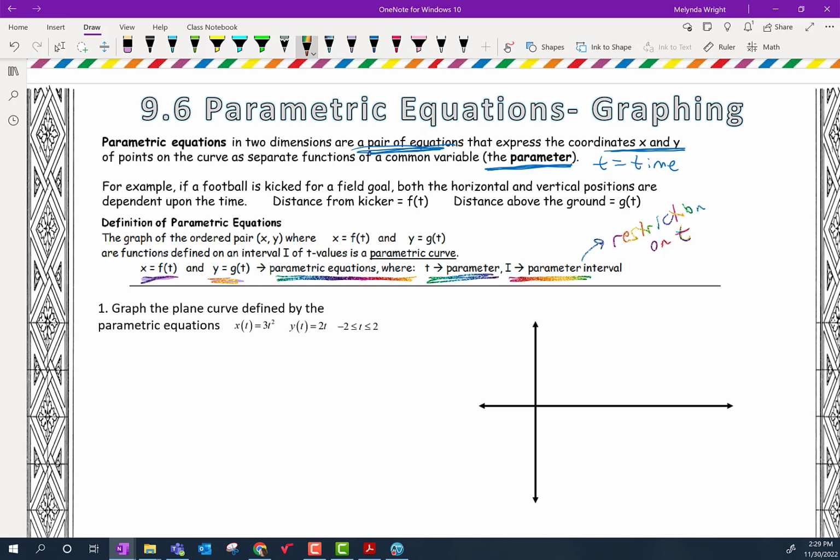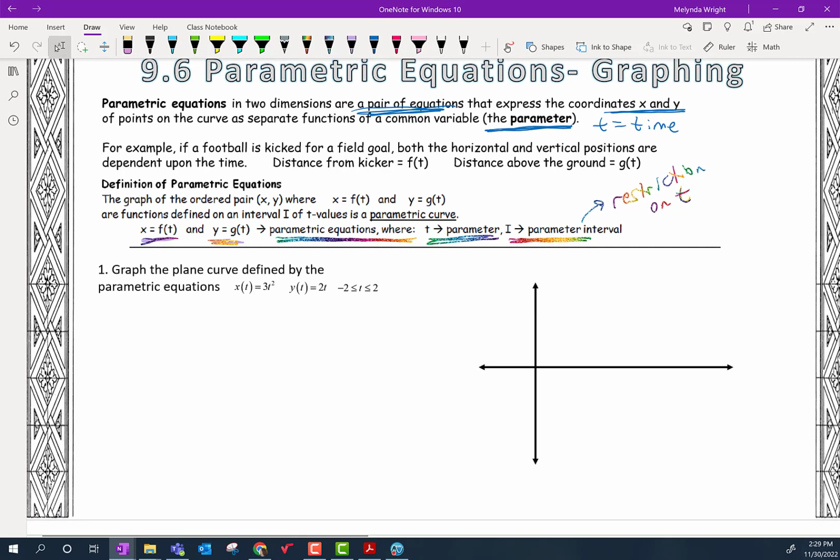Now, the interval could be infinite. It doesn't have to have an actual restriction. The interval could be from negative infinity to infinity. If you look at our first example, the parameter interval is from -2 to 2. So it just depends on which one you're working on as to what kind of interval the parameter has.